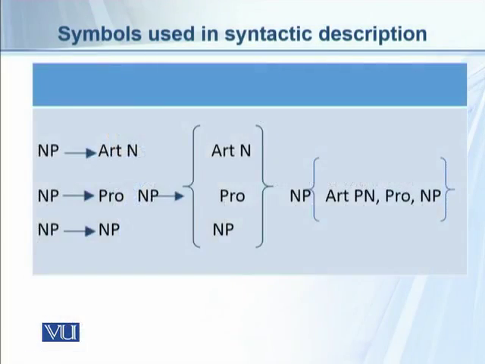So this is a representation. We can say that NP consists of an art and a noun. NP consists of a pronoun or proper noun. NP consists of a single noun. So we can represent the same using curly brackets, that a noun phrase can consist of either an art and noun, or a proper noun, or a pronoun, or a noun. So through these curly brackets, we are sure that we have to choose one of the options.